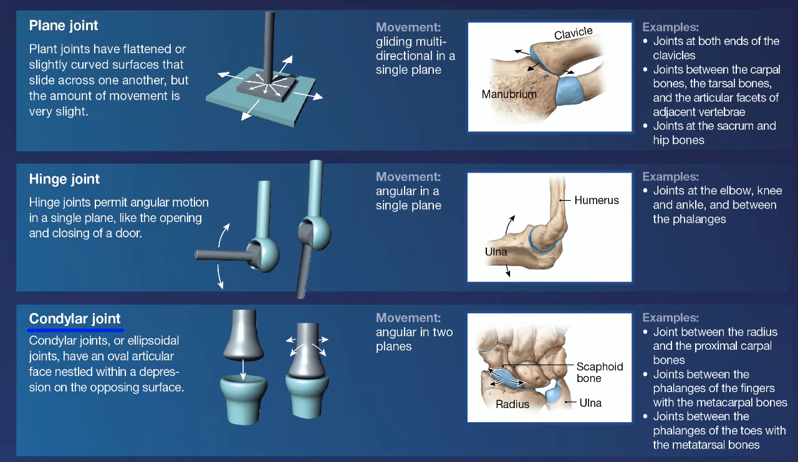Condylar joints, also called ellipsoidal joints, have an ellipsoidal or oval surface articulating with a depression. Condylar joints, like the one in your wrist, let you move in 2 planes.